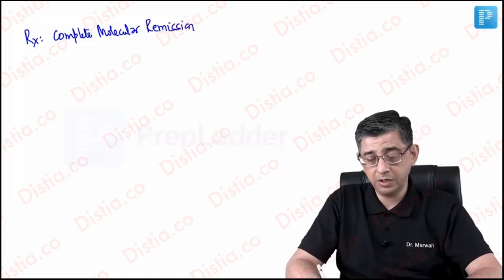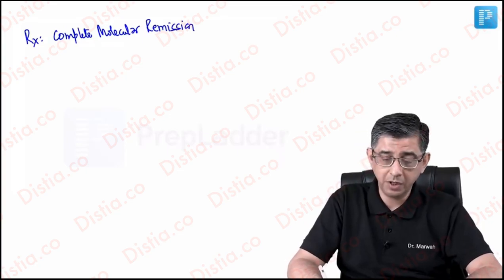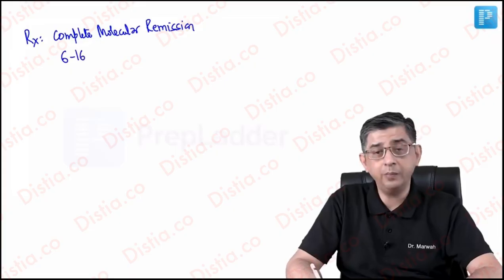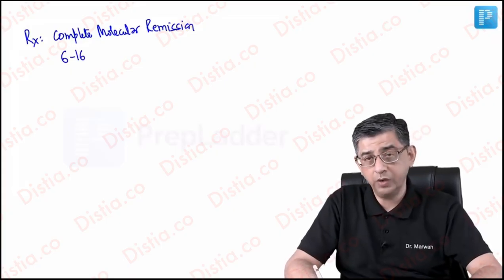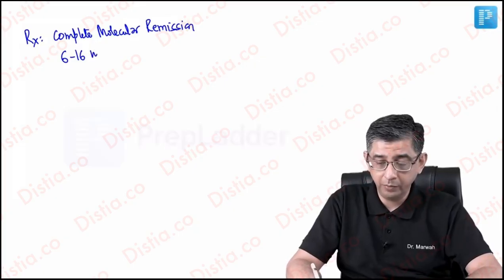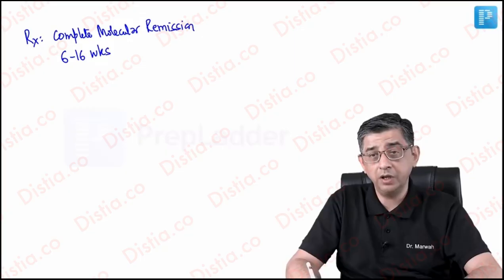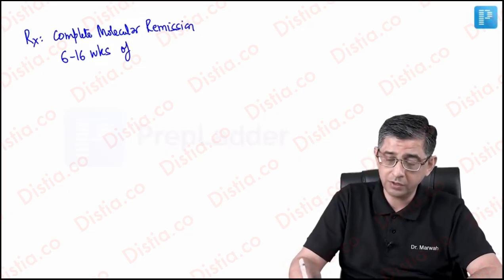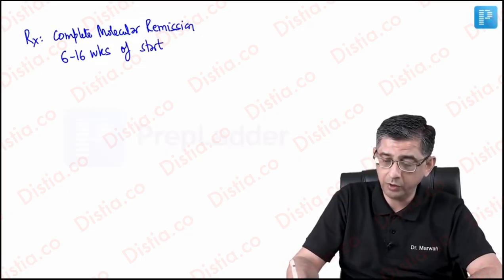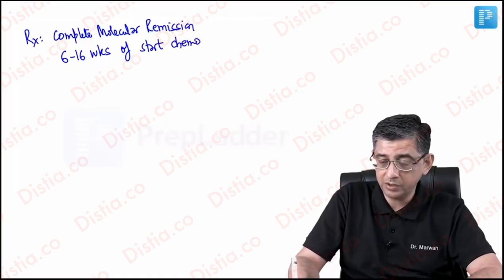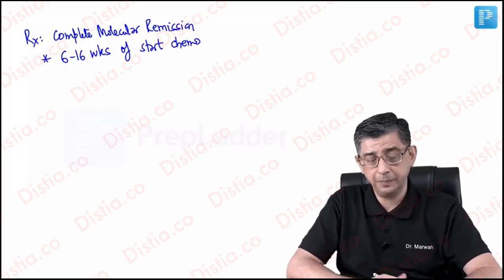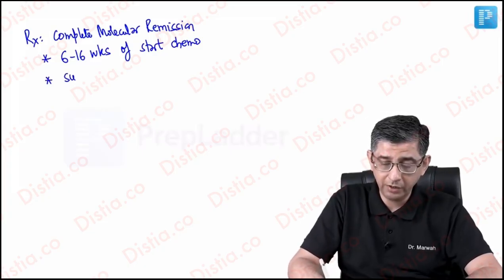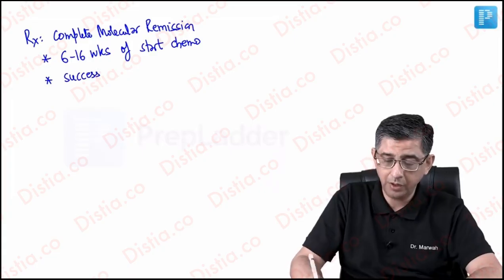If the parents are saying, sir, how much time will it take, obviously it's a long drawn battle because the maintenance phase might continue for 2 to 2.5 years. But complete molecular remission can be achieved in 6 to 16 weeks of start of chemotherapy. The drugs will be talked about subsequently, but this is the time it will take to achieve a complete molecular remission. Now, the parents will ask you regarding the success rate also. How successful is your program, doctor?